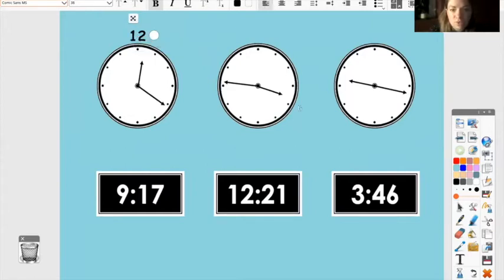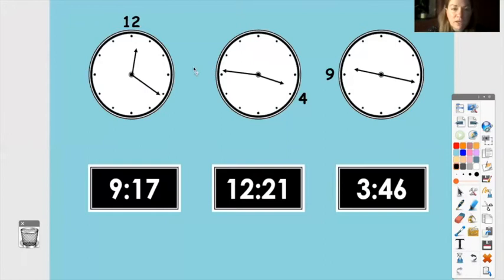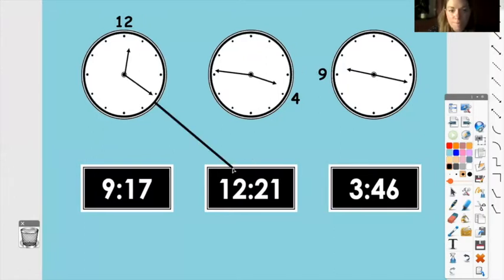So this is 12. This is our shorter hour hand here. That one is pointing to 4. Okay, and here is our short hour hand here, and that one is pointing to 9. Okay, so with that in mind, I can have a little look here. Well, I can see that this is 12, the one here 12, 21. So let's just check. Well, 5, 10, 15, 20. It's just gone past 20 minutes. So this one shows me 12:21.